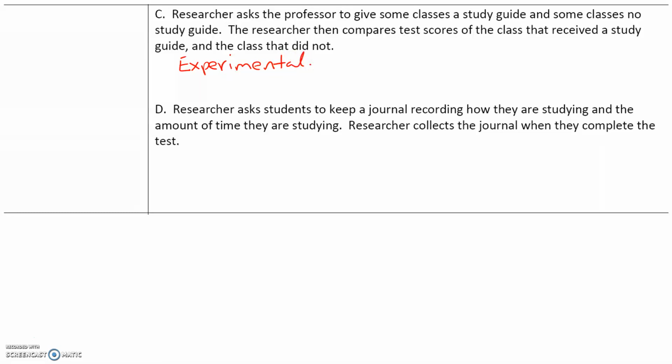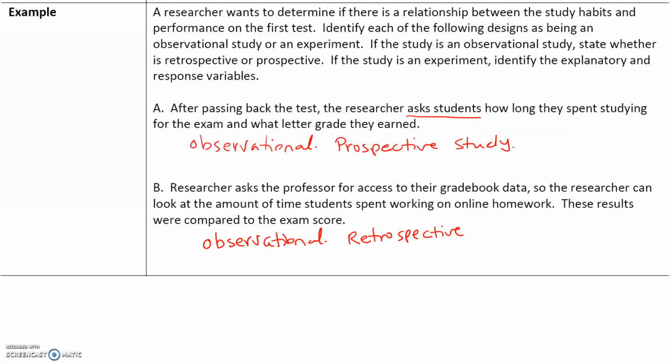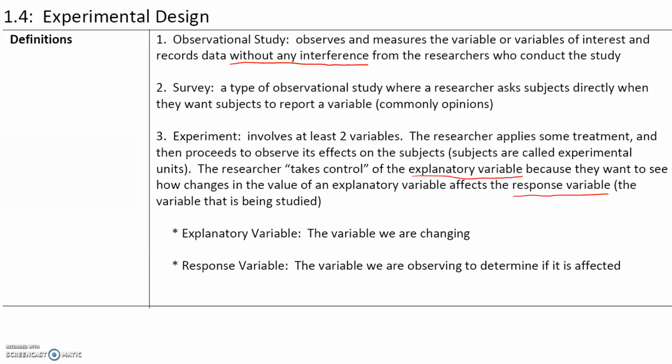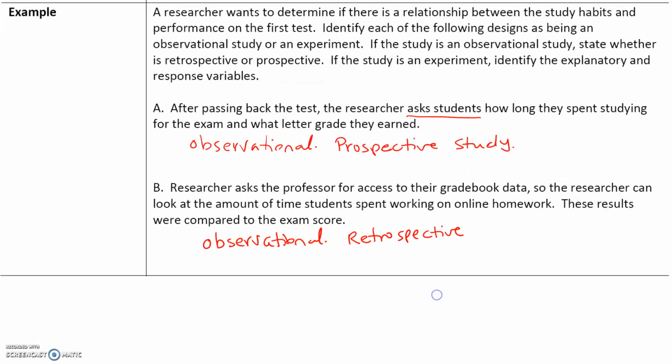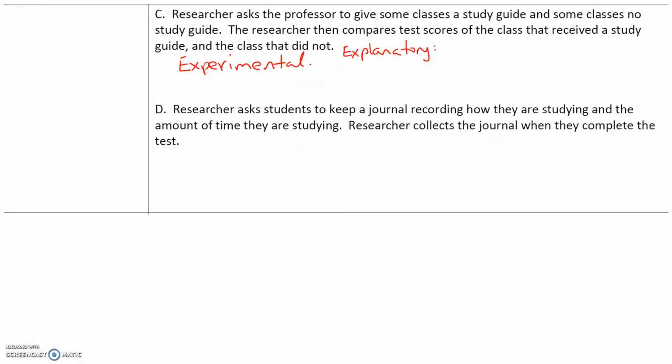Okay, for an experimental study, we want to identify the explanatory variable and the response variable. So let's do both. Now, remember, we learned that an explanatory variable is a variable that we are changing. So let's take a look at our example. What are we changing? Well, some classes are getting a study guide and some classes are not. So the explanatory variable is the study guide.